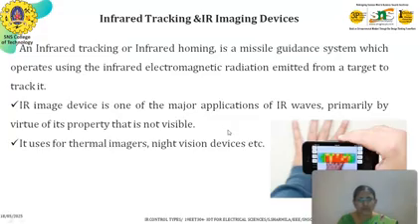And the infrared tracking or IR mapping imaging devices. The IR imaging device is the major application of IR waves, and it is primarily by virtue of its property that it is not visible. In this, it is used for thermal images or night vision devices.